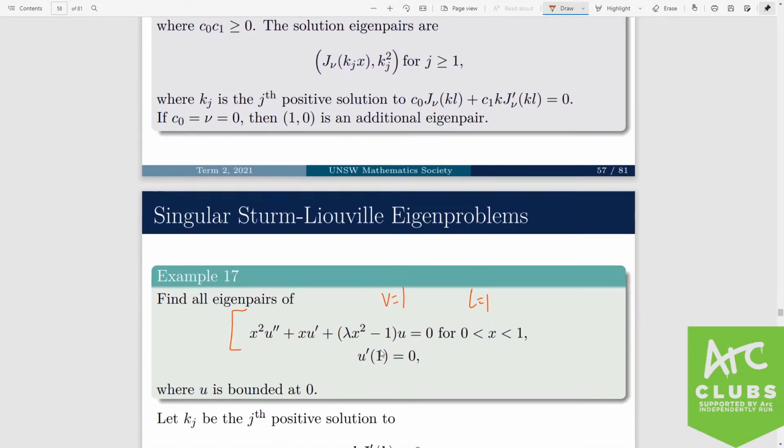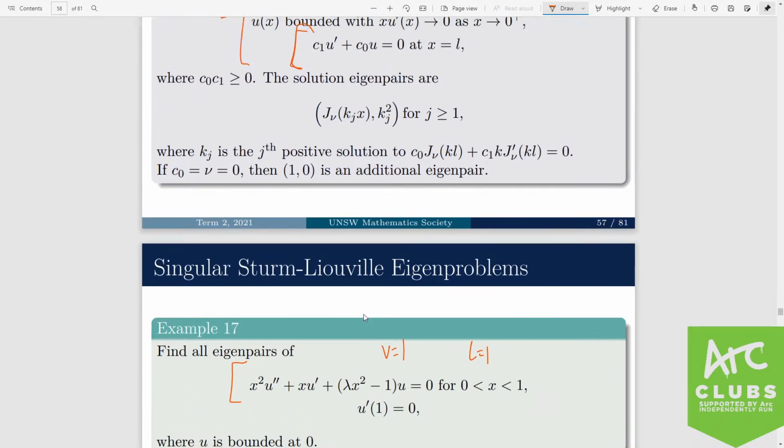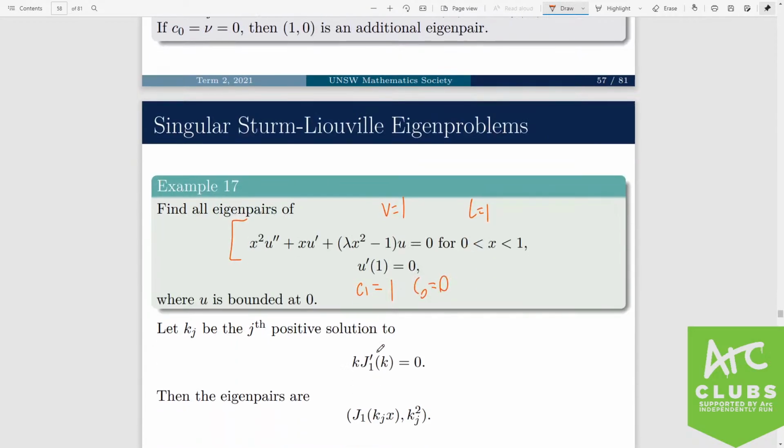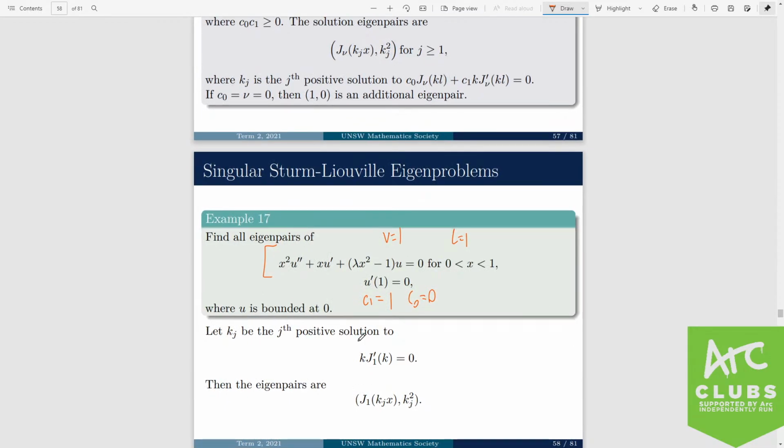And then if we compare this condition, we have no problem here. We have u' equals 0 at the boundary. So essentially that means C1 equals 1 and C0 equals 0. Then we just copy the solution over. So the eigenpairs are just these eigenpairs, where nu was 1, and k_j is our solution to this equation, which is this, since C0 is 0 and C1 is 1.